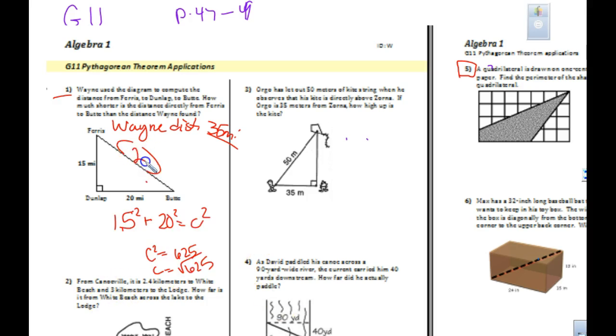Next, Catherine, to solve the problem. Subtract Wayne's distance from the actual distance. Yeah, so Wayne's distance was 35. Our distance, the shorter distance, was 25 to get the final answer.